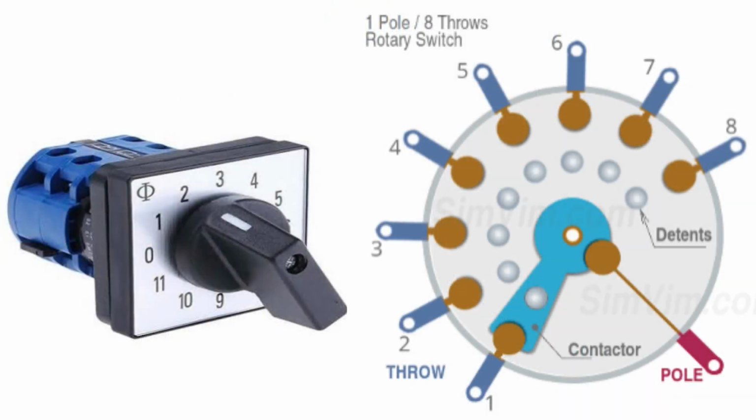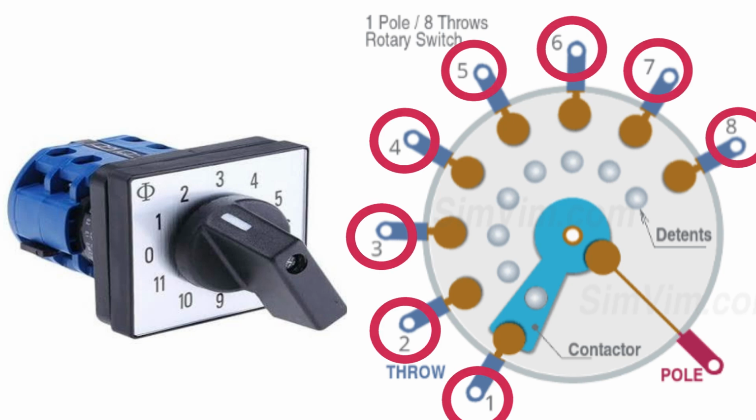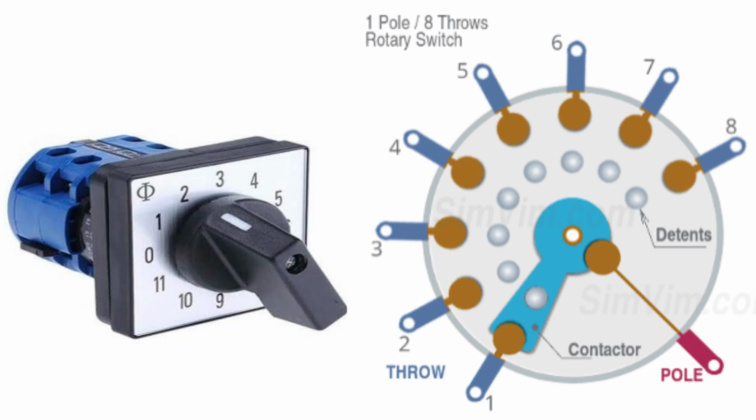Now let's take a look at the rotary switch. As you can see, this is a rotary switch. Unlike the switches we've seen so far, this one can be rotated to multiple positions instead of just on and off. The switch I'm using has 8 different positions. As I rotate the knob, the common terminal connects to a different terminal each time.